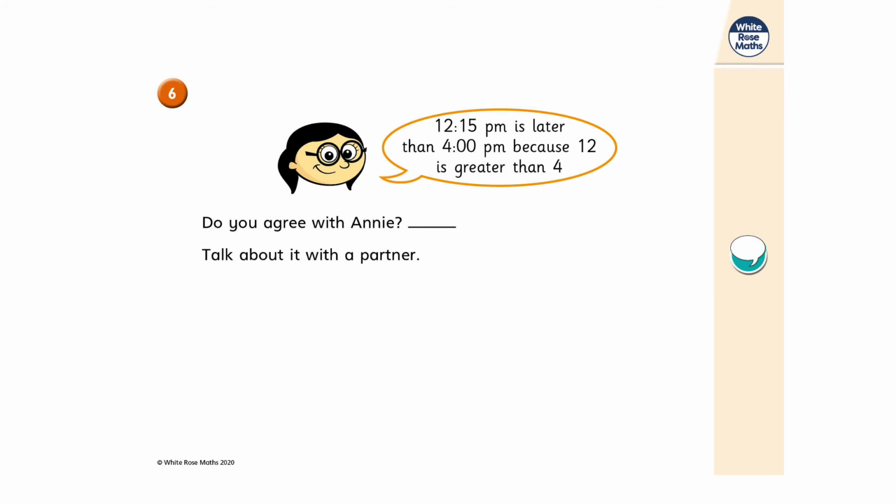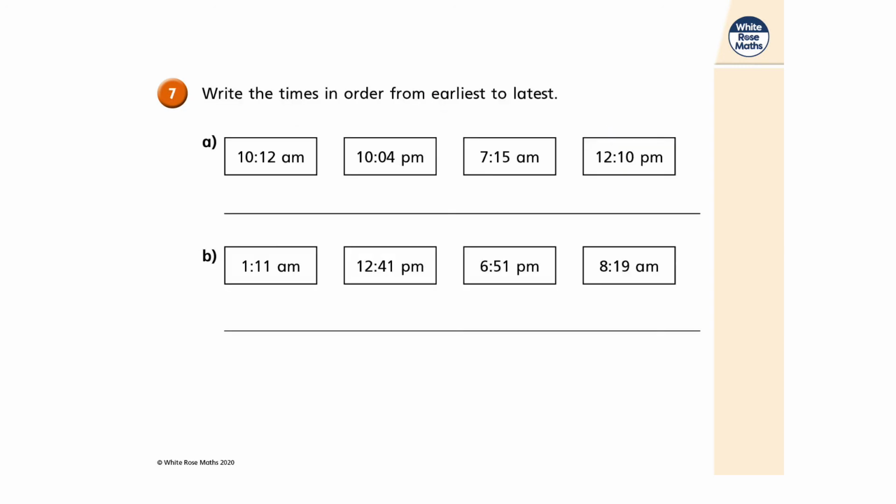I don't agree with Annie because 12:15 is earlier than 4 o'clock. Right, exactly what we've already done before. You've got to order those times from the earliest to the latest.